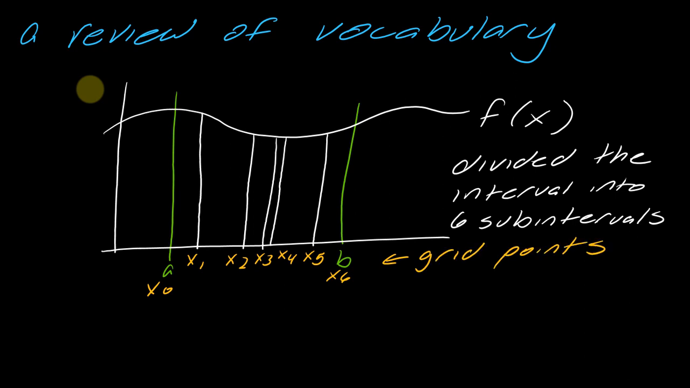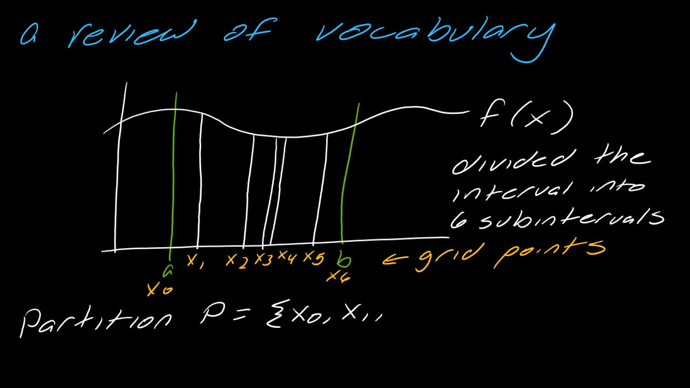Now, if I take the set of these grid points, this forms what's known as a partition. For a partition, I label that P, and that's the set of your grid points. So I'll just write them out. I just arbitrarily made this 6. You could have this be 10 or 100. Usually the notation that you'll see is you call this n. I'm just trying to make this slightly more concrete.